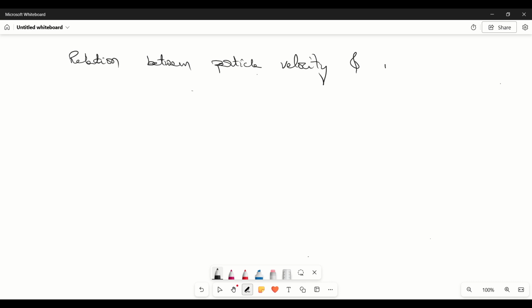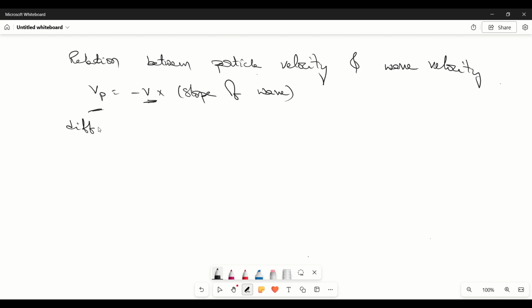Whereas the differential form of wave equation based on SHM is represented as d square y by dx square equal to plus 1 by v square d square y by dt square. This shows the relation between the coefficient of x and the coefficient of t.